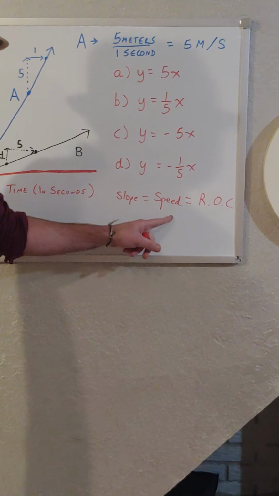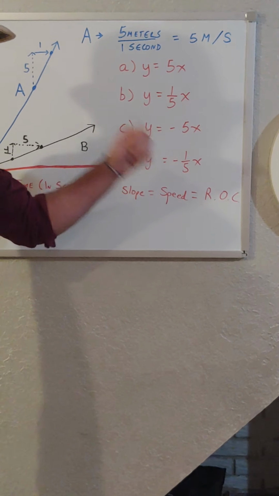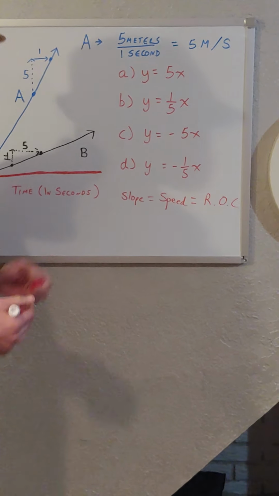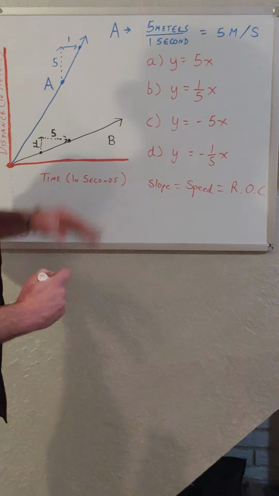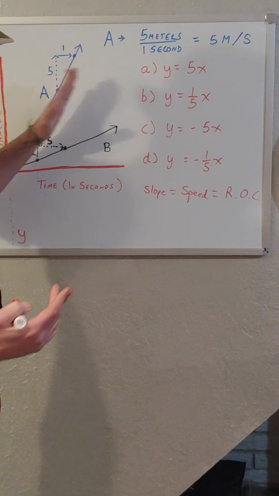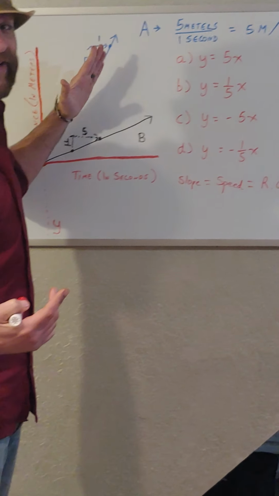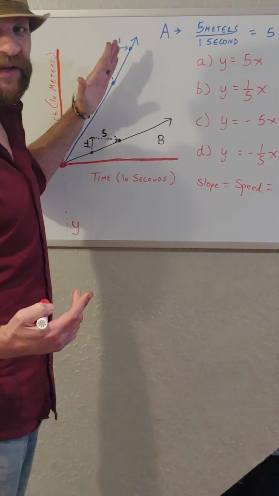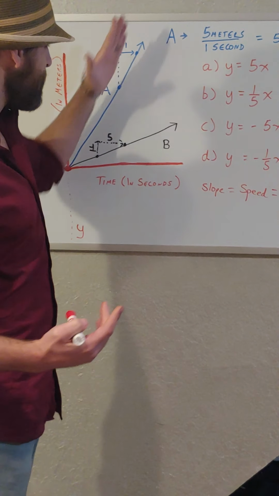So slope equals speed equals rate of change. Okay, so one thing to keep in mind, and this will make this problem go so much easier if you just know this: the steeper the line, the greater the speed. So this one's traveling at a faster speed than this.